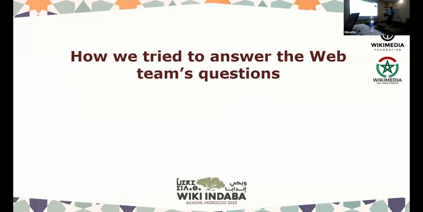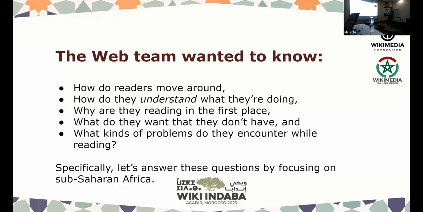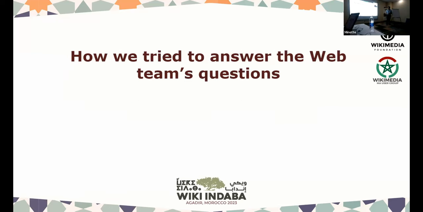The web team was interested in knowing what kinds of things people like to read. They wanted to know why people are reading Wikipedia and what challenges they encounter. Specifically, they wanted the answers to these questions in Sub-Saharan Africa, a region that many teams in the Wikimedia Foundation are showing increased interest and attention to, and that is essentially where this project came from. Next slide, please.